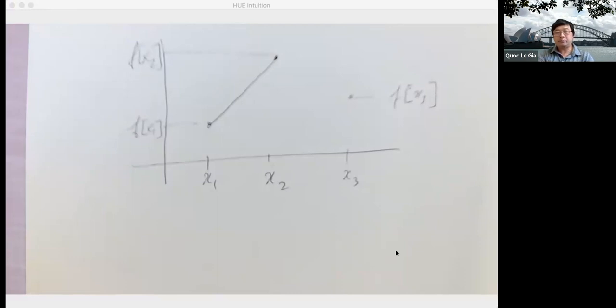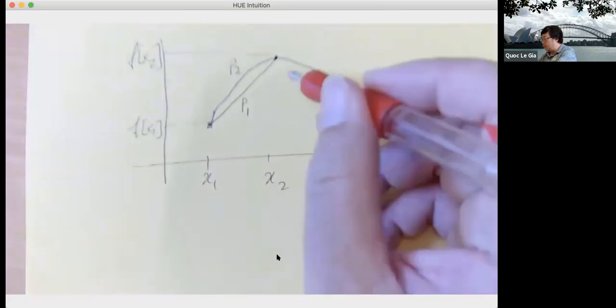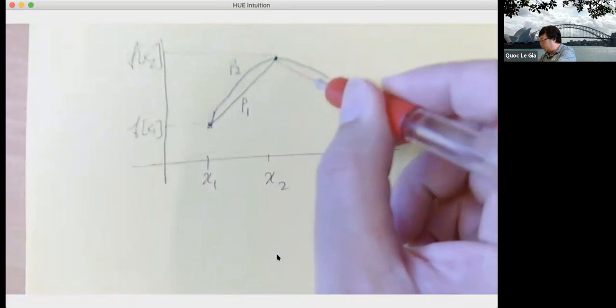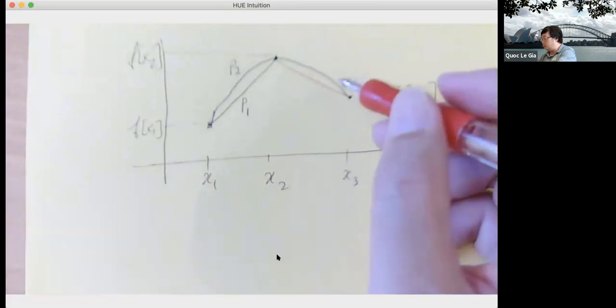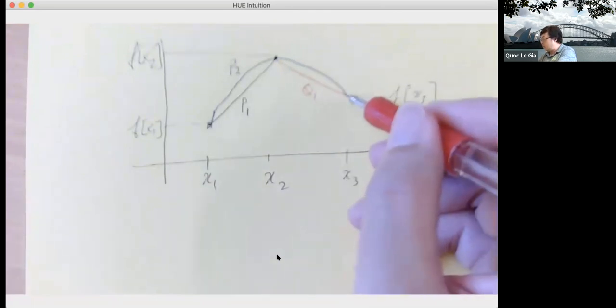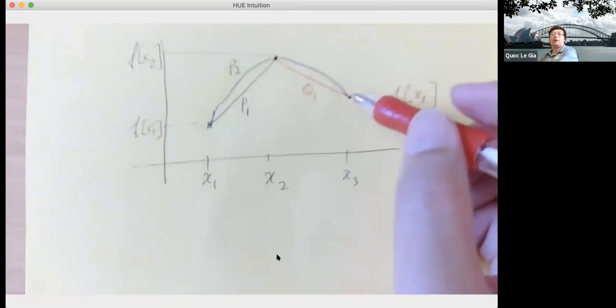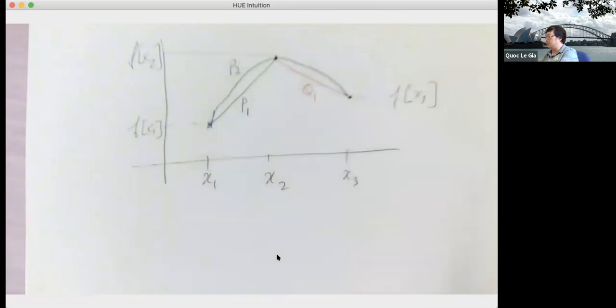But you can do the other way. Well, the color is not very clear, but I suppose I use a red color. You can construct P2 by first constructing a line going through x2, x3. I call it Q1, and after that, I will construct P2 from Q1. But you see, going through 3 points, we have only a unique parabola.